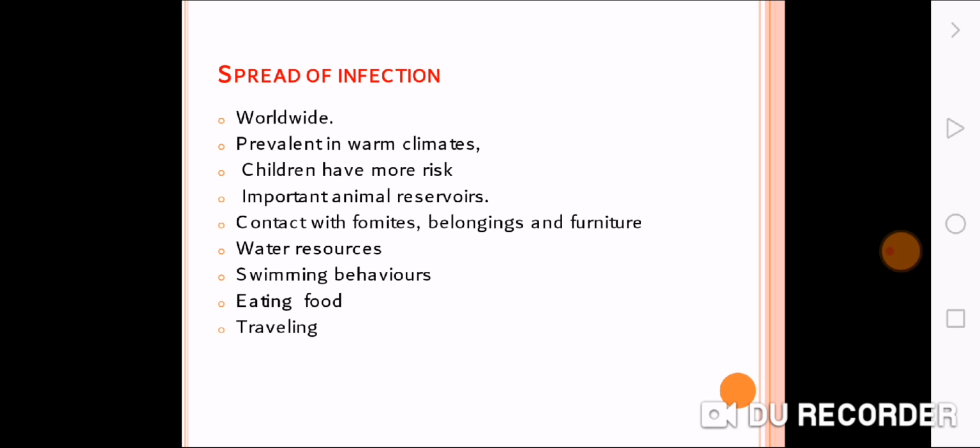People who go to swimming pools can drink water which is contaminated with the cyst from infected people, and they can get the infection. Traveling to endemic areas is a high risk to get infection with Giardia.